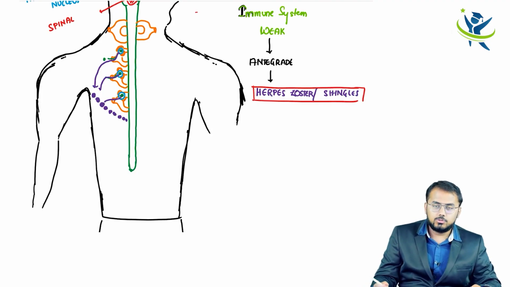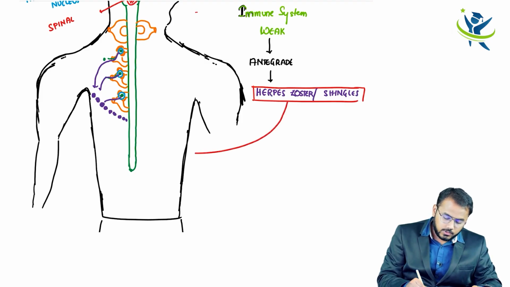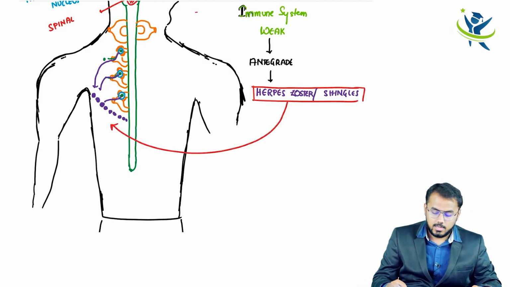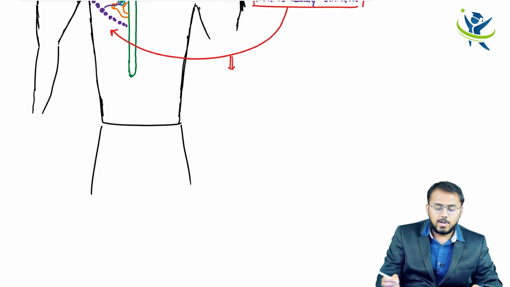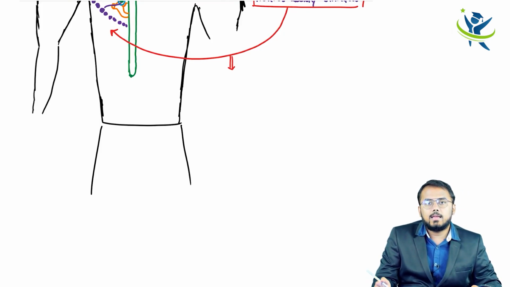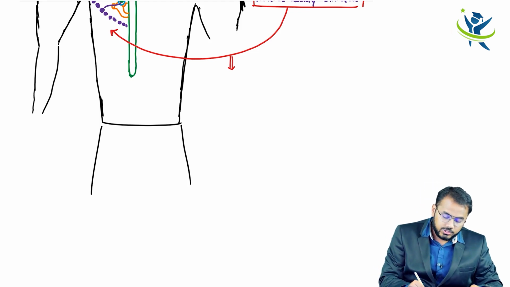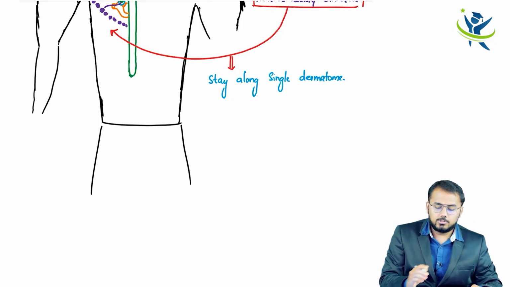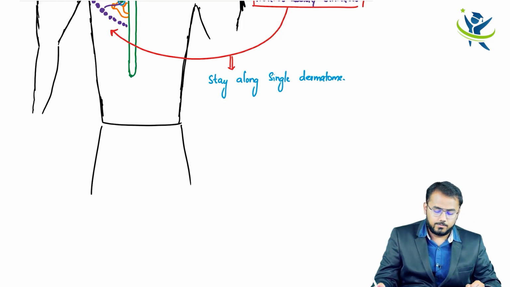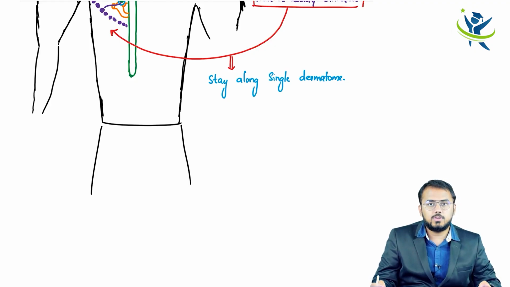If someone asks you, how can you define shingles? What is the characteristic appearance of shingles? Keep in mind one thing: shingles stay along a single dermatome. It does not cross to the opposite dermatome. This entire process where shingles is formed is called a reactivation of the virus.